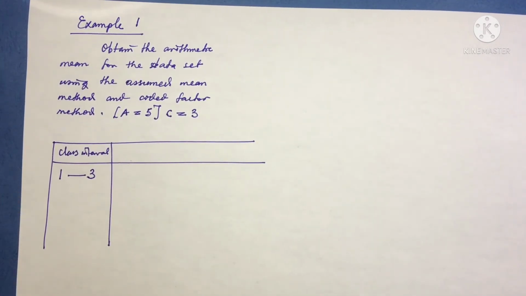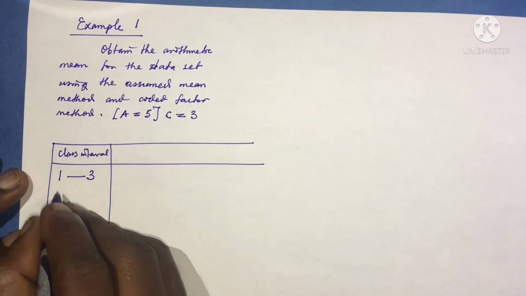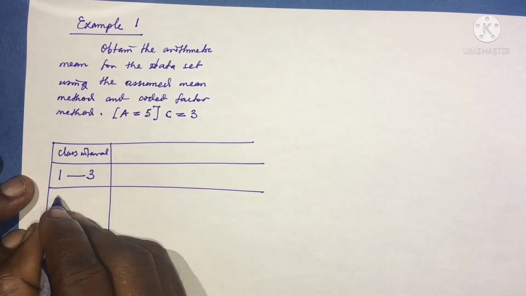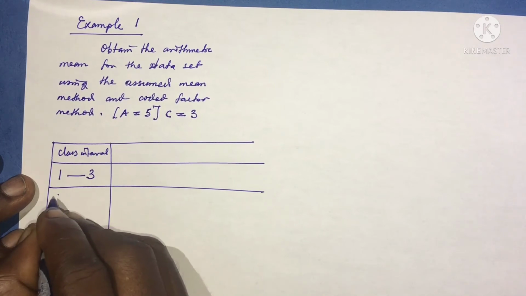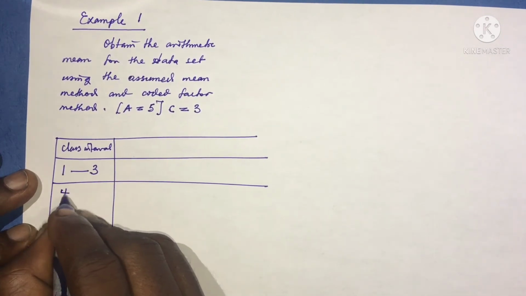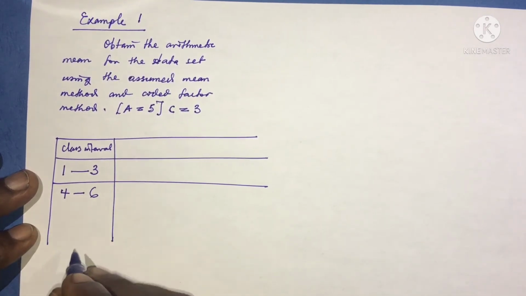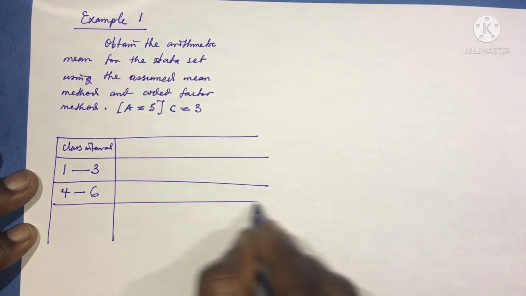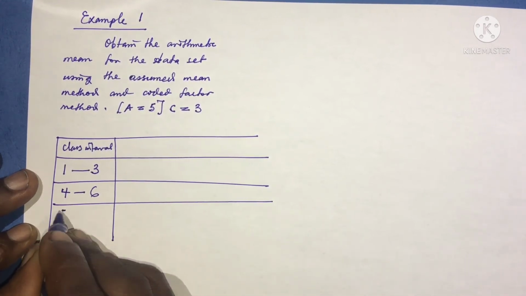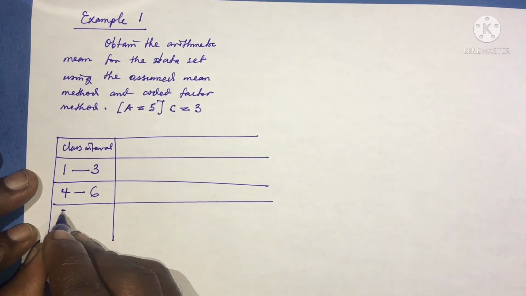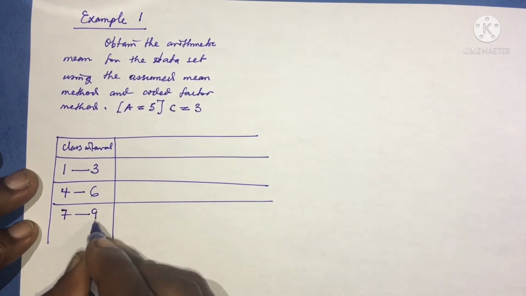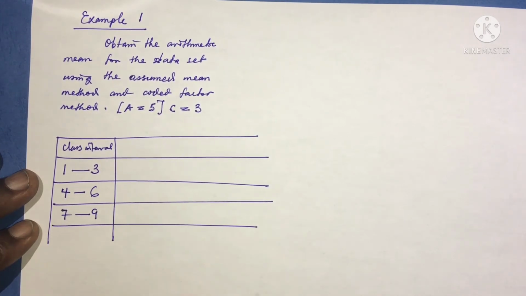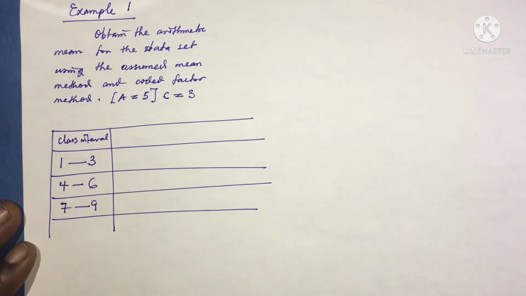So okay, so 1, 2, 3. I'm going to have the next as 4 to 6, and the next as 7 to 9. Okay, so let's assume we have these 3 intervals.